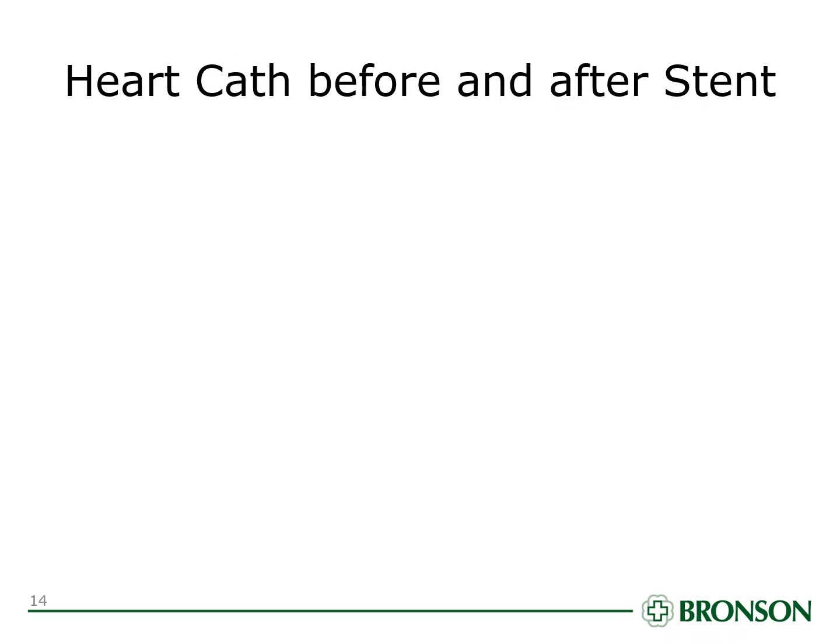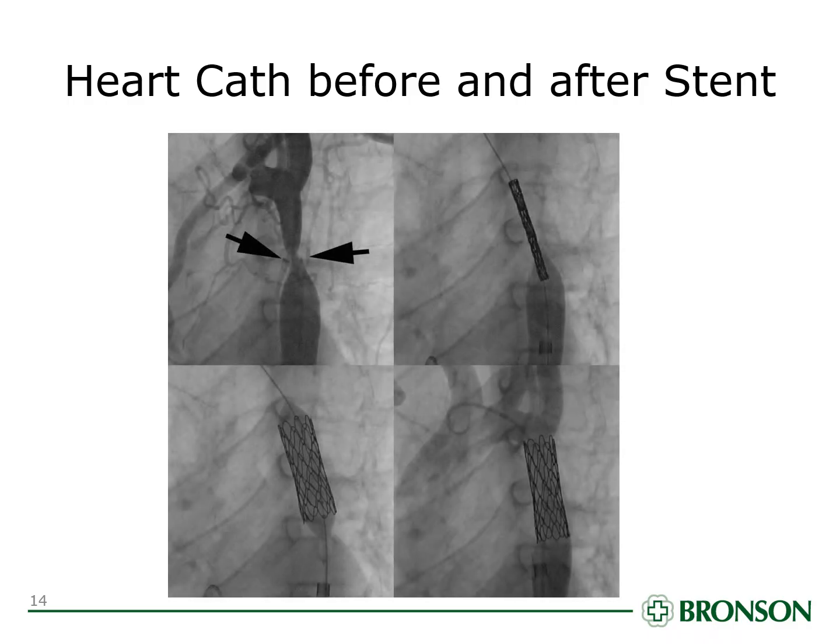Here is a picture of a heart cath before and after a stent. As you'll see in the top left, there is that narrowing of the coronary artery. They'll go in, put in the stent, and inflate it, letting that stent become a structural component of the artery wall. Then they'll put the dye back through, and you'll see nice, smooth, clean blood flow back into that heart artery, down to that heart muscle, allowing it to breathe again, getting the oxygenated blood it so badly needs.